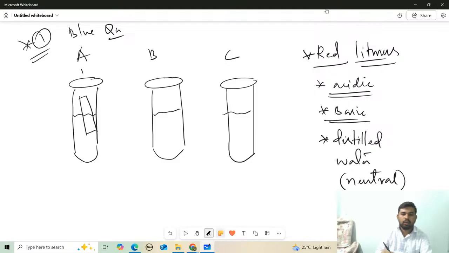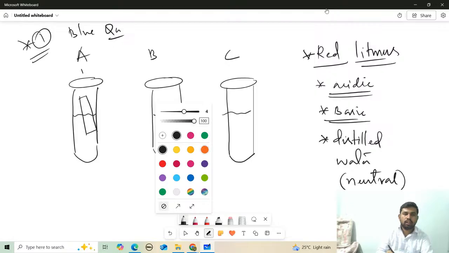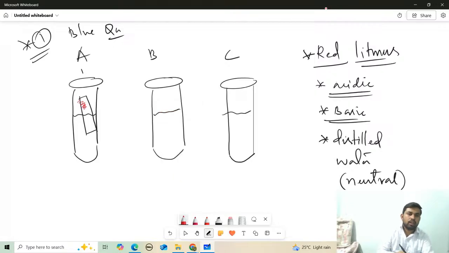So this is the red paper they gave. If it is acid, red remains red only. If it is base, the red turns into which color, sir? It turns blue.